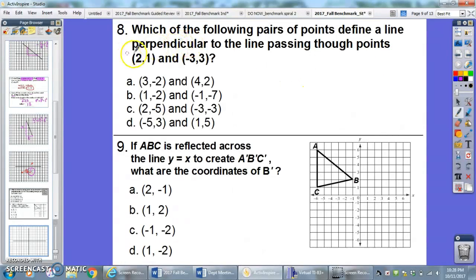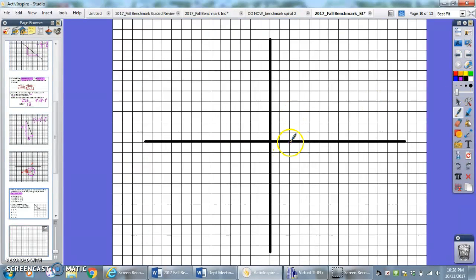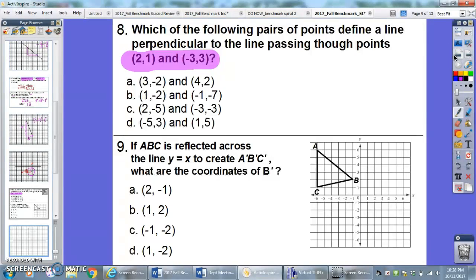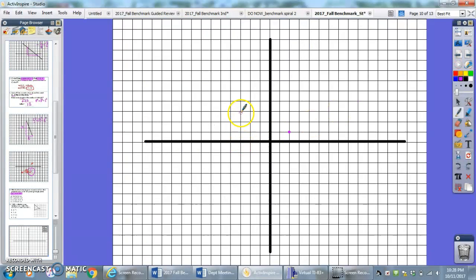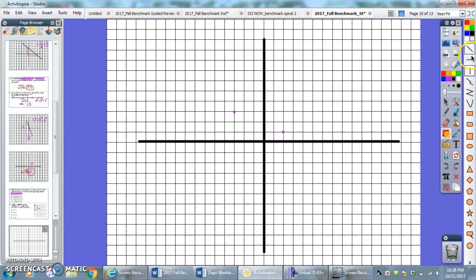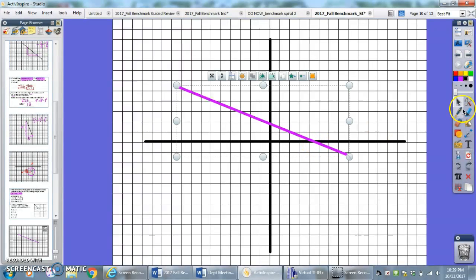So I'm going to first graph my original line. So 2, 1, let me make that larger. So 2, 1, and -3, 3 is my original line. So let me go ahead and graph that. 2, 1, -3. Forgot the other one. -3, 3, okay. Alright, so here's the first line, the original line, and I'm going to make it purple so that we can remember which one's the original. Oh, sorry. I'm actually going to make that a little thinner so we can see the points. Yeah, there we go. Now I can see the points.